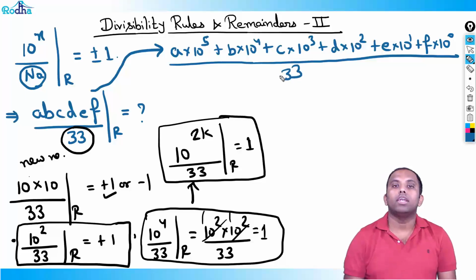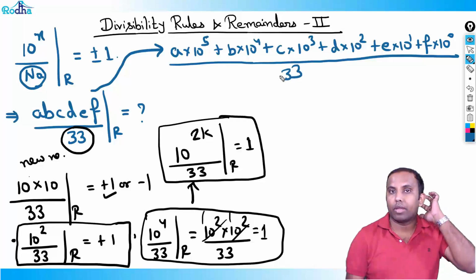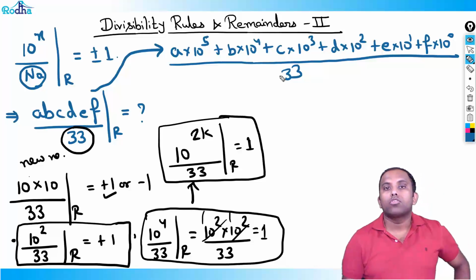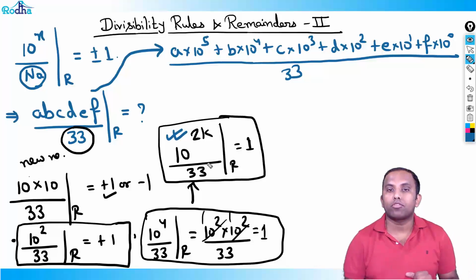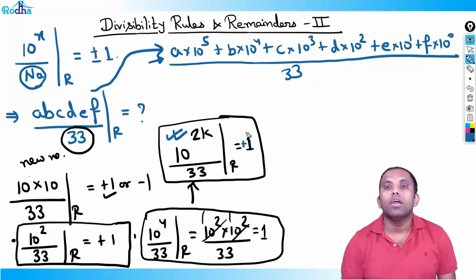Now I have to find the divisibility rule or get the remainder. If A, B, C, D, E, F are actual digits, what is the remainder? 10 raised to 2k by 33 gives a remainder of plus 1. That means I have to segregate this numerator so as to get multiples of 10 square. So how do you get a multiple of 10 square? By picking a group of 2.